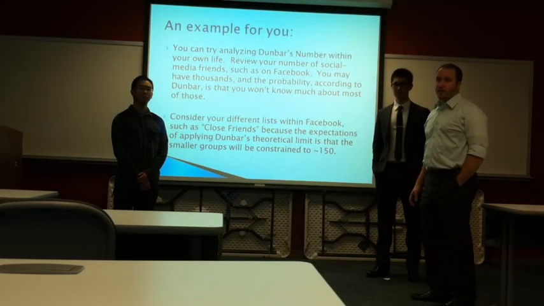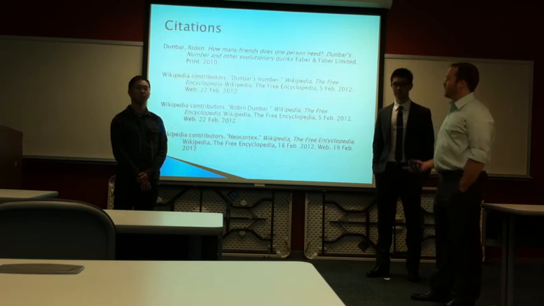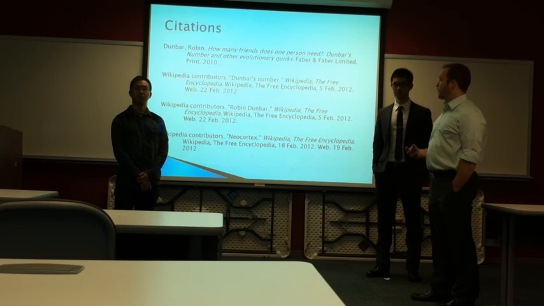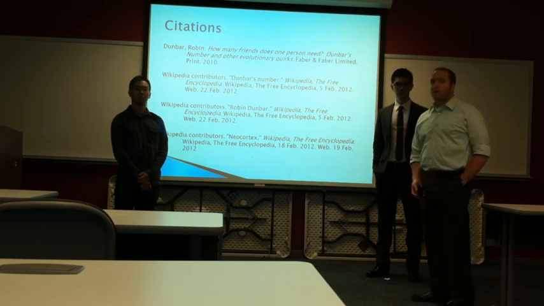If you'd like to find out more information related to Dunbar's number and Robin Dunbar himself, you can check any of our citations list. You can check out Robin Dunbar's book, How Many Friends Does One Person Need? Dunbar's Number and Other Evolutionary Quirks. Or you can check Wikipedia to find your information needs.